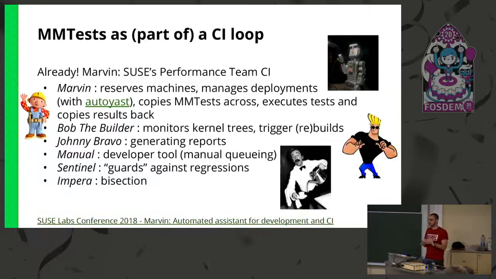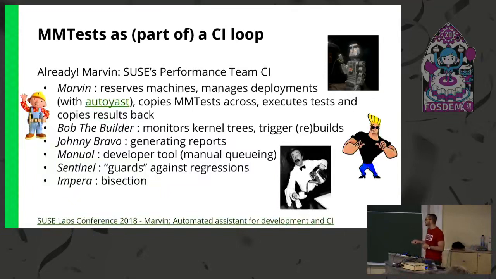Can it also be used inside a CI loop, for example, to automatically monitor and perhaps automatically report regressions of new kernels, new packages, and stuff like that? As a matter of fact, yes. It's what's happening within SUSE, because the performance team is doing exactly that. They are using another tool on top of MMTest, which is the one implementing the actual CI loop, and it's called Marvin. I'm not going into details now.